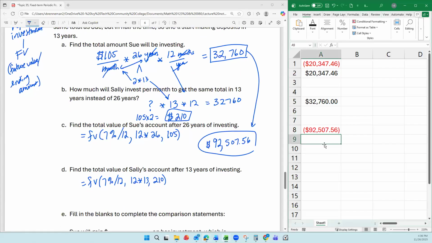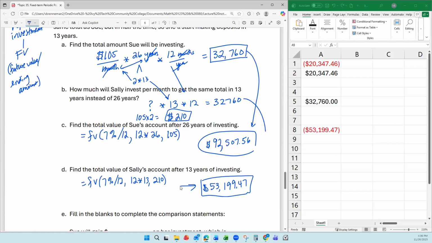Sally, just making a couple tweaks here. In fact, I'm just going to double click on this and change those numbers, 26 to 13, 105 to 210. I have one number doubled and another halved, and it comes up a very different number. She ends up with 53,199.47. She put in the same 32,000. She's only gained about 20,000, less than double.